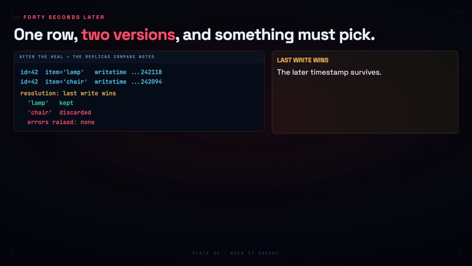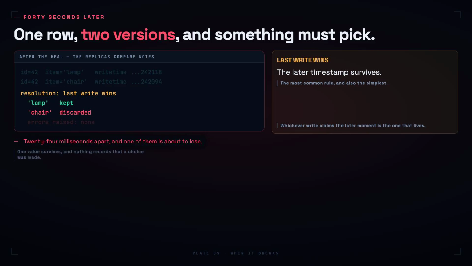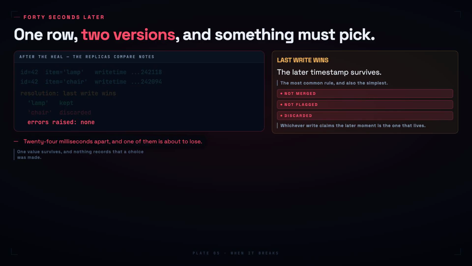40 seconds later, the network heals and the replicas start talking again. Now there are 2 versions of one row and something has to pick. The most common rule is also the simplest, last write wins. The write with the later timestamp survives, the other one is discarded. Not merged, not flagged, discarded, and no error is ever raised.